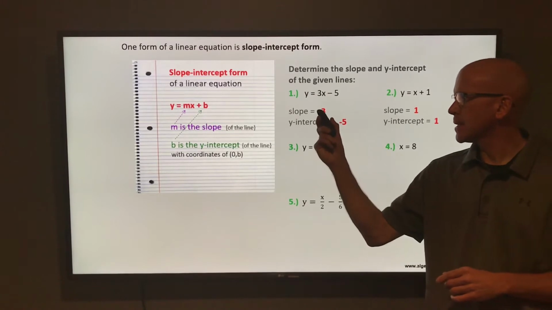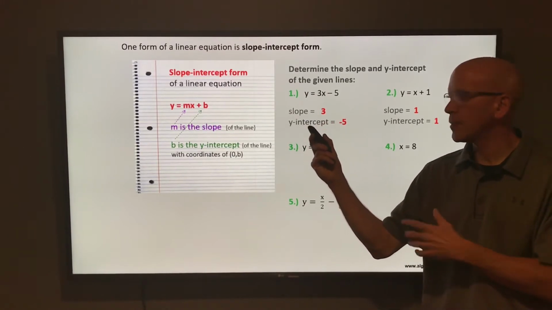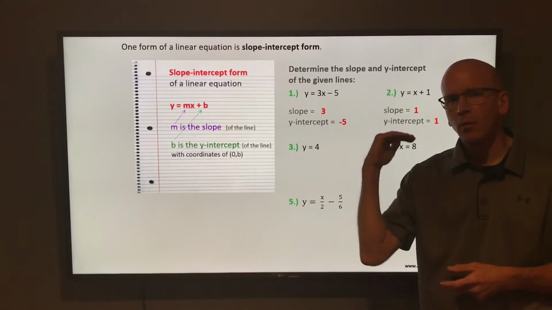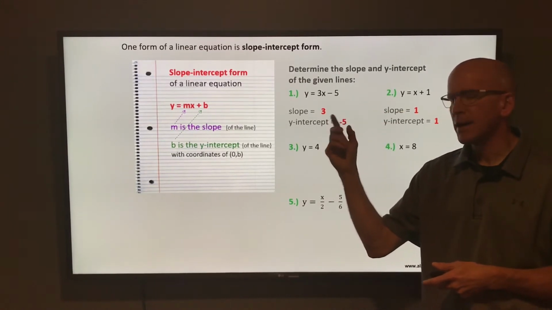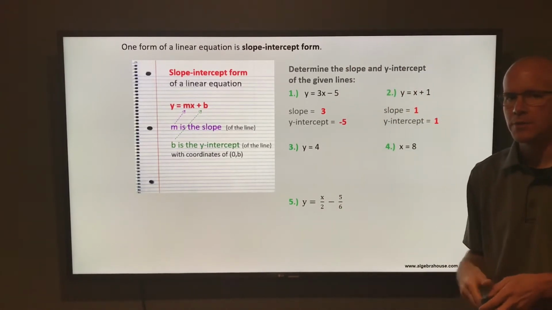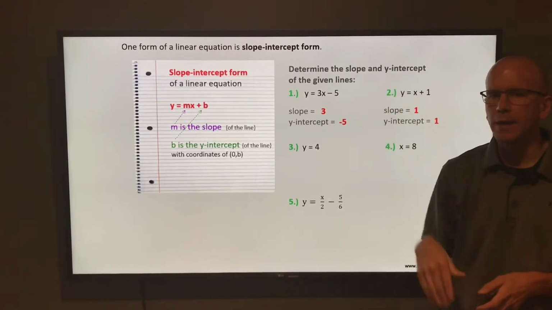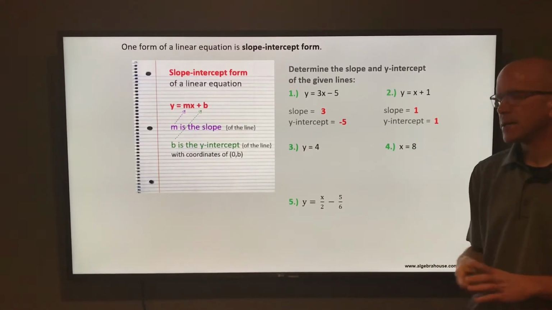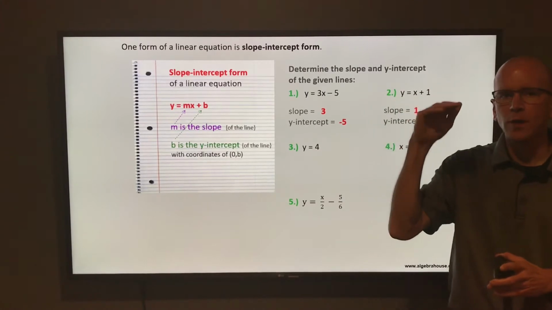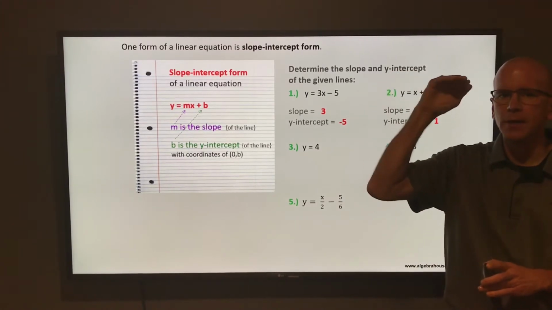If we think back to this, we said the slope is rise over run. Now there's only one number there, it's 3. But rise over run, you could put that 3 over 1. So on that particular line, the rise is 3, it goes up 3, and the run is 1, it goes to the right 1. So every 3 it goes up, it goes to the right 1. Same thing back here, you could think of that slope as 1 over 1, where the rise is 1 and the run is 1. That means for every 1 it goes up, it goes to the right 1.